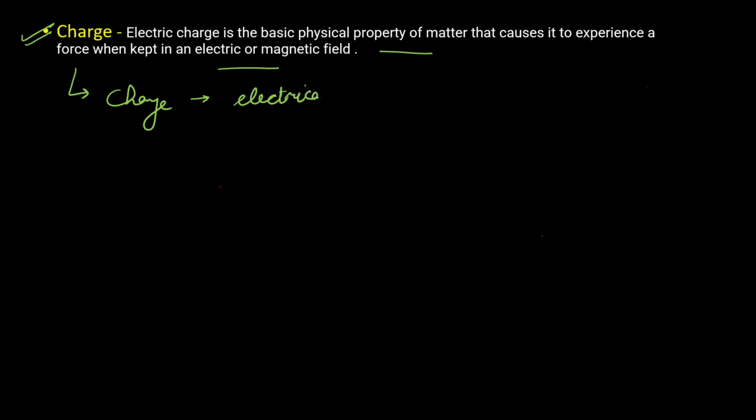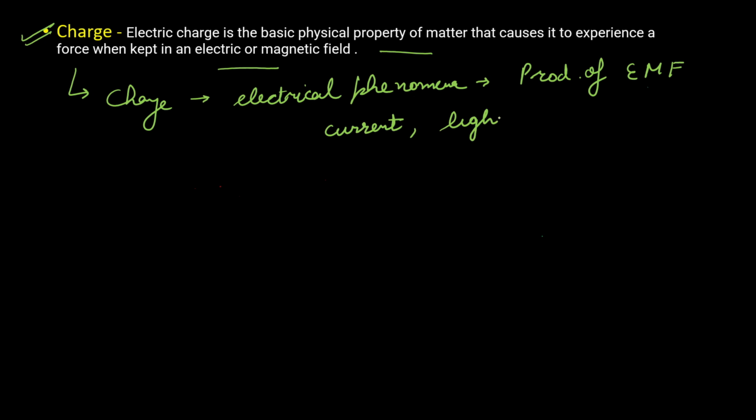Like what kind of phenomena? Phenomena such as the production of electromagnetic field, production of current, lightning. These kinds of phenomena can be explained with the help of charges. The interaction of charges is responsible for the production of force, as we have seen in the definition.